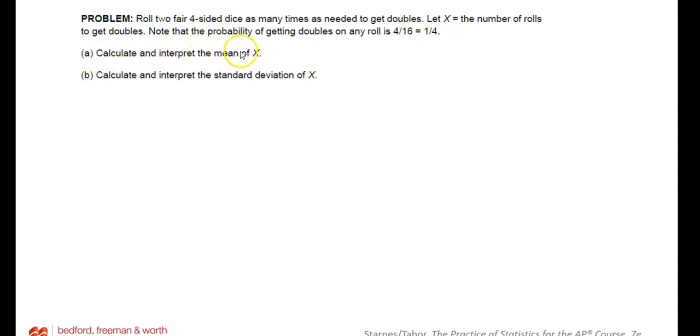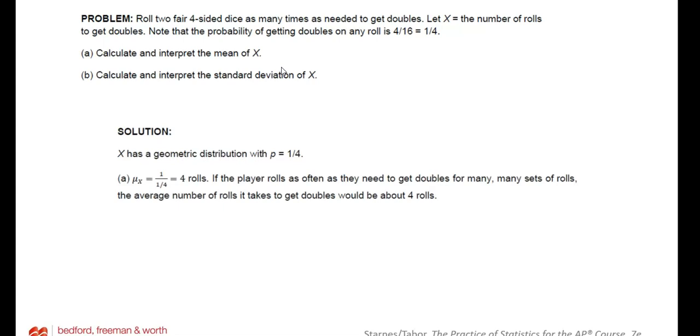Calculate, interpret the mean. So we're going to use 1 over p is the mean. So that would be 1 over 1/4 or 4. You take 4 rolls. I almost want to do some testing on that one. I don't know. Something seems funny.